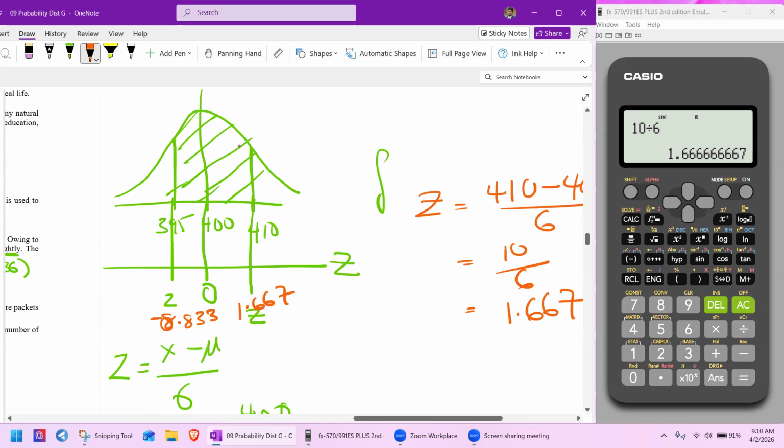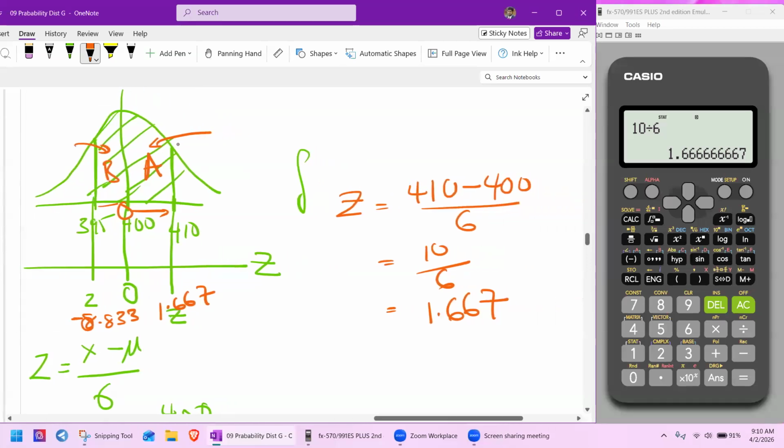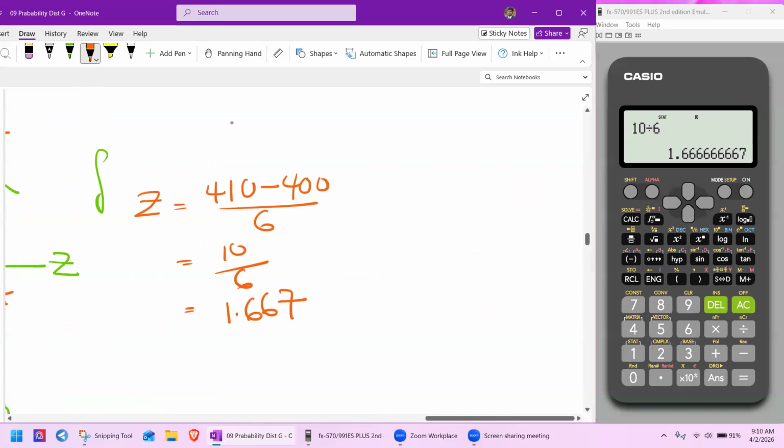In the table, we can use this one, 0 to 1.667. We assume this area equal A and this area equal B. Now let's find the area A in the normal distribution table.